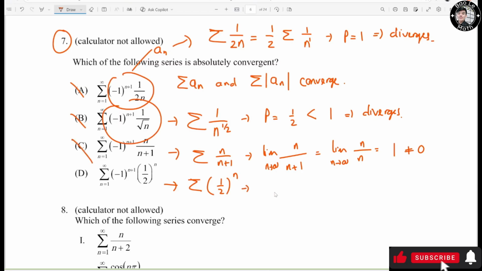This one converges by the geometric series test, where the common ratio is 1/2, less than 1. And the original one right here converges by the alternating series test. I'm going to leave this one for you to check.